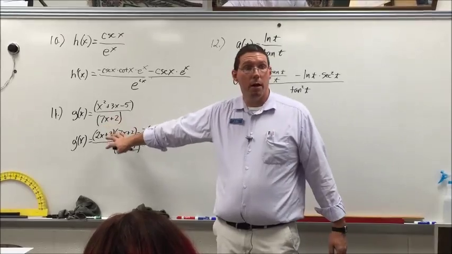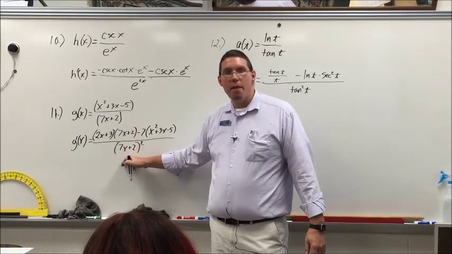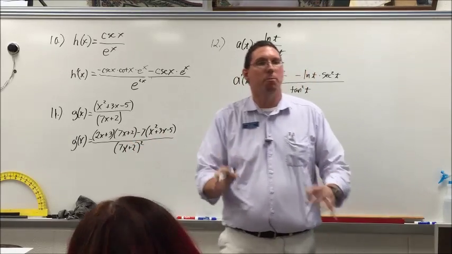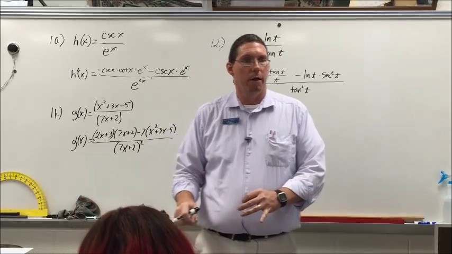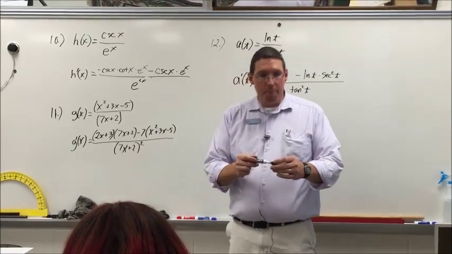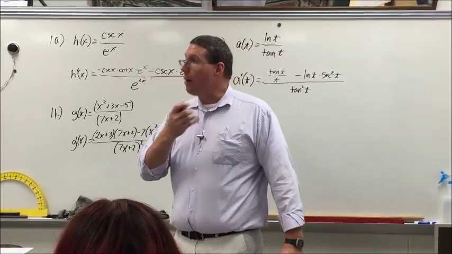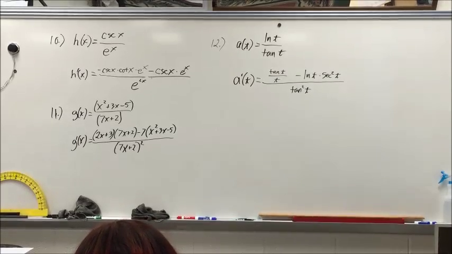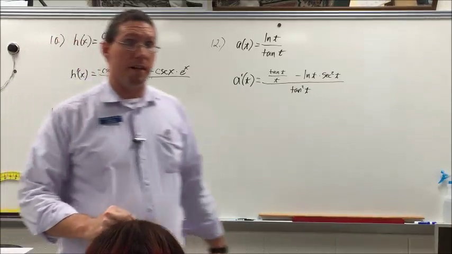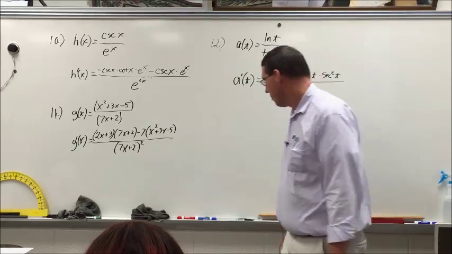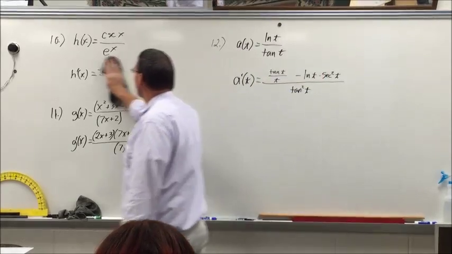For number 11, what happened? You know why? 7x plus 2 quantity squared is an acceptable form of a polynomial. It's the factored form of a polynomial. On the AP exam, I would say at least half the time, half of the questions that deal with higher power polynomials, they leave it in factored form. They like factored form on the AP exam. We're going to talk a lot about factored form probably in the next month or so. Okay. Let's go to 13 now.